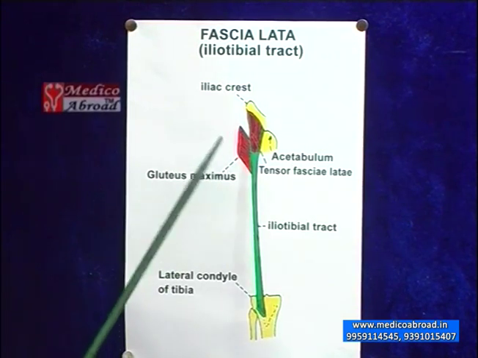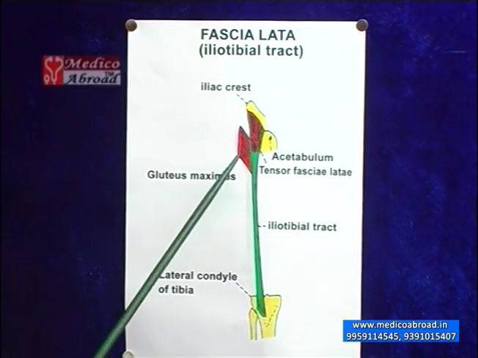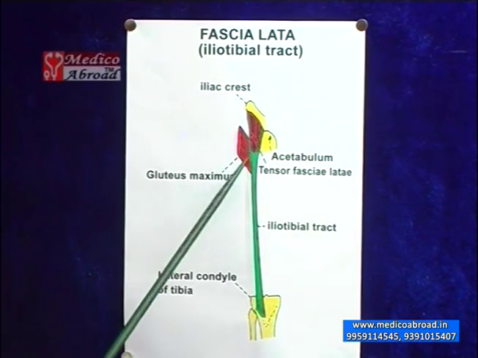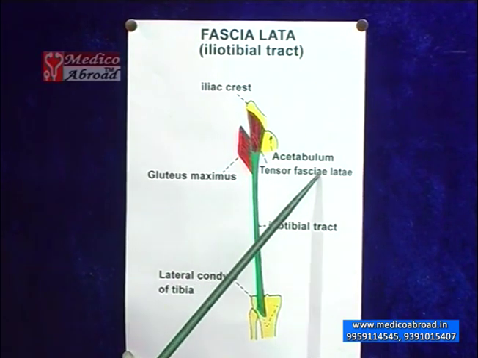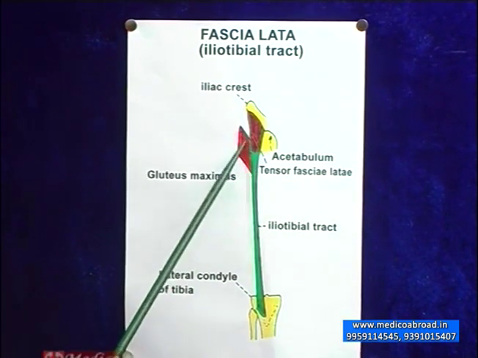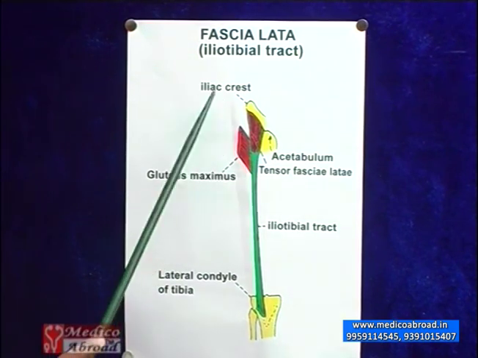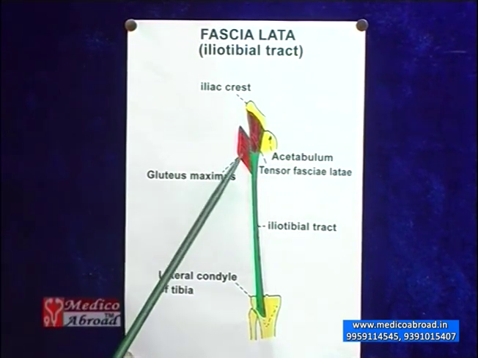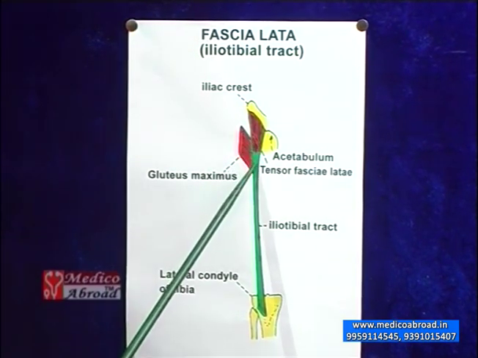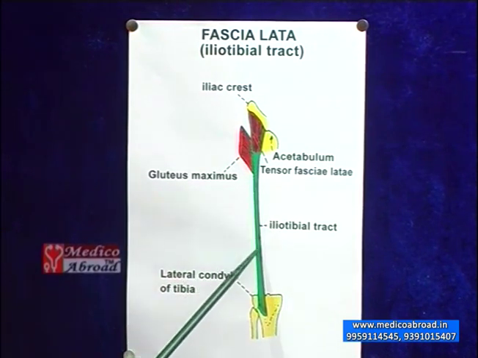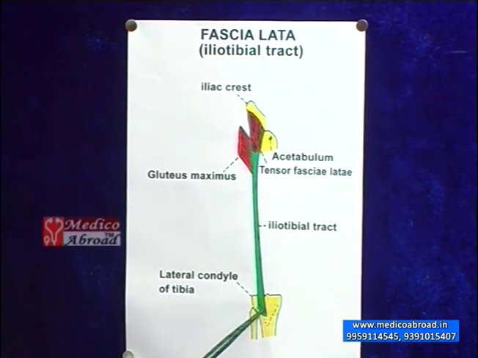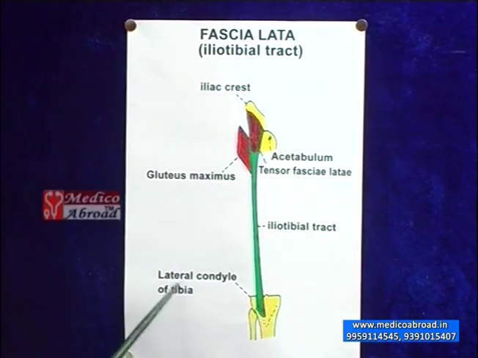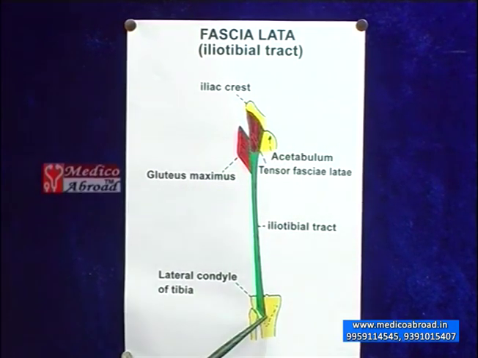The superior part of the iliotibial tract encloses two muscles which are the gluteus maximus and the tensor fasciae latae. These are the two muscles which are enclosed in the upper attachment of the iliotibial tract. Now, this is a lateral thickening, we have said, and it goes way down and attaches at the anterior surface of the lateral condyle of tibia.